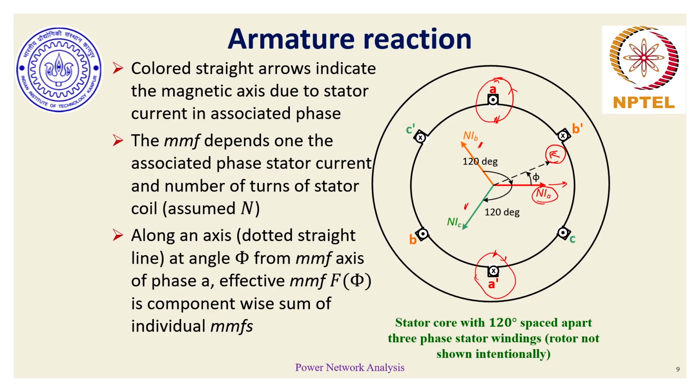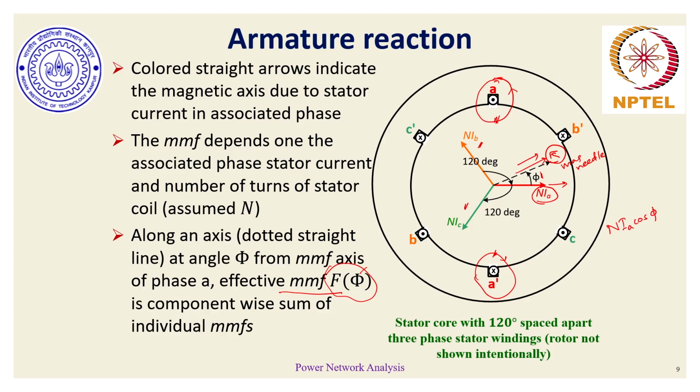What I have chosen here is an arbitrary axis along which I have placed this magnetic needle, and I am trying to see what magnetic deviation it would observe. So effectively, I am trying to find the effective MMF, which is F at an angle phi. Phi is the angle with respect to the stator phase A MMF. To find F phi, I can simply take the component of the individual MMFs along this axis. If I take the component of the phase A MMF along this F phi, it would look like N IA cos of phi.